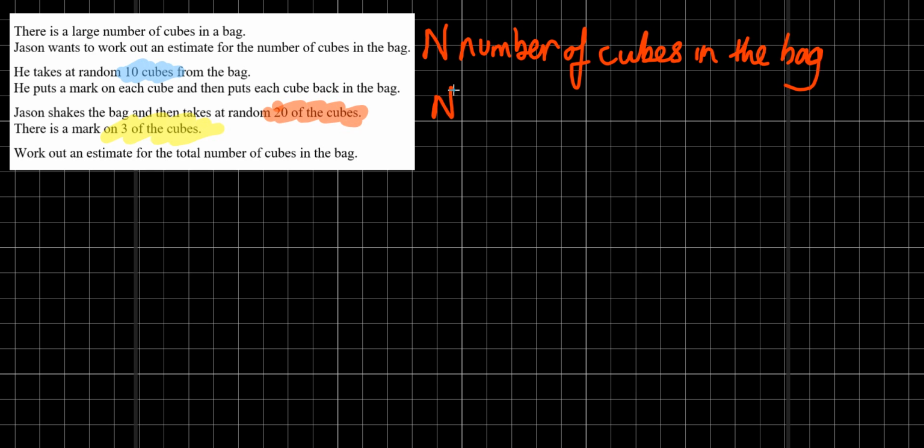We're going to start with just associating the number of cubes in the bag as being n. So this is the number of cubes in the bag. We don't know what that is.